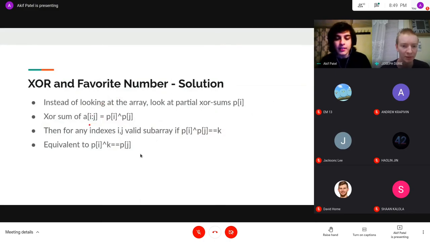Shouldn't that be P_(i-1) Xor P_j, I think? Maybe. You want to Xor out all the stuff before your subarray, right? Yeah, I think you're right. I did the partial sums with the 0 initially, that's why. There are a few different ways to express this depending on what your partial sums actually represent.